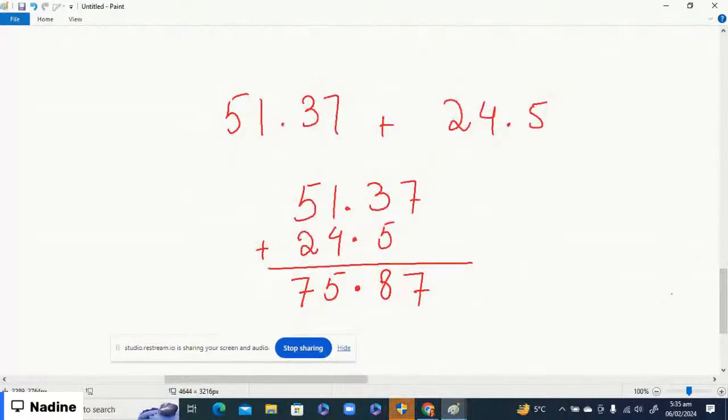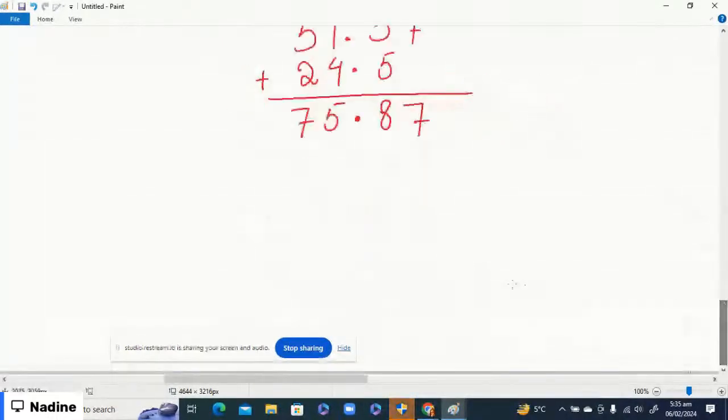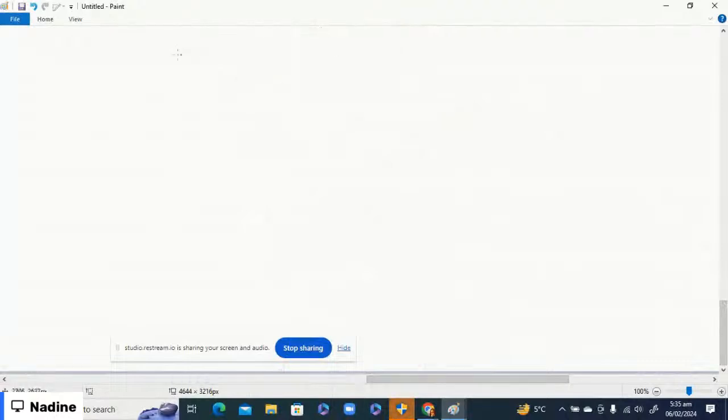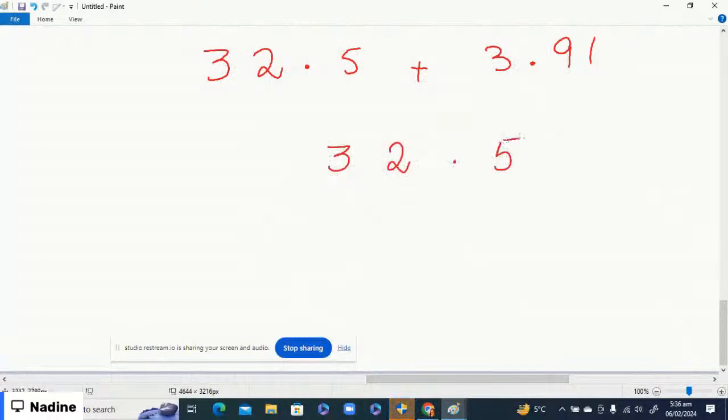Okay, now let's do the next. One more. So here is 32.5 add up with 3.91. So here I'm just going to write it. 32.5. Here is the point. Now this point is 3, and after the point is 9 and 1.